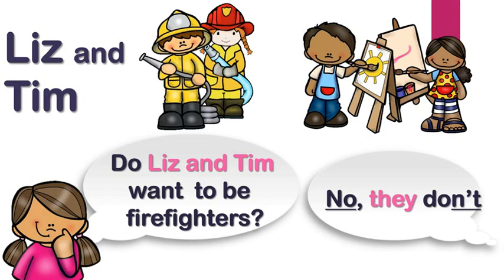Okay, so do Les and Tem want to be firefighters? No. After yes or no, I have to put comma, and then I will draw a cross between do and Les and Tem. Okay, for sure the subject pronoun runs fast. I will not write Les and Tem, I will write they. They what? They do? When I see no, I have to put not. No, they don't. Alright, remember, no, they don't.